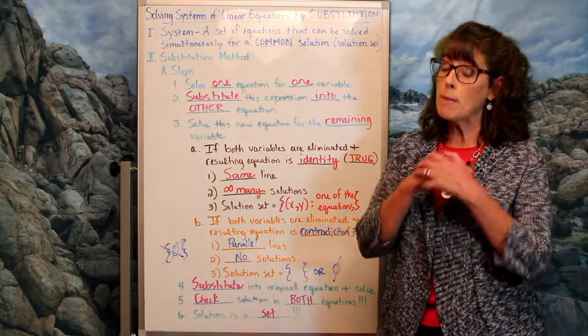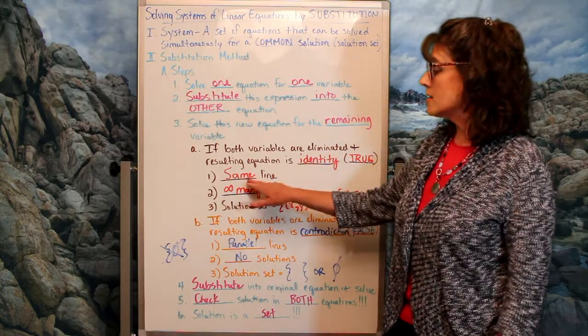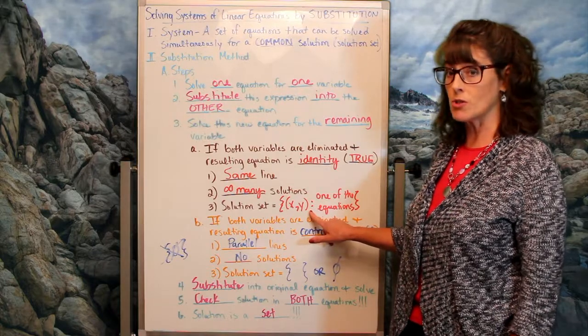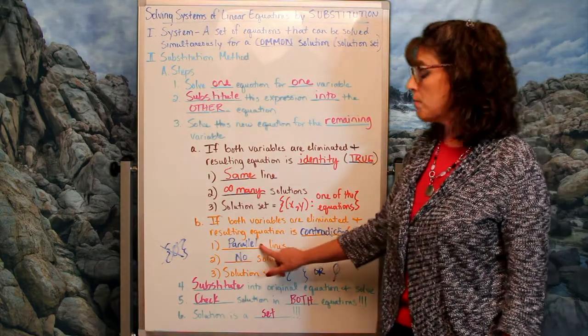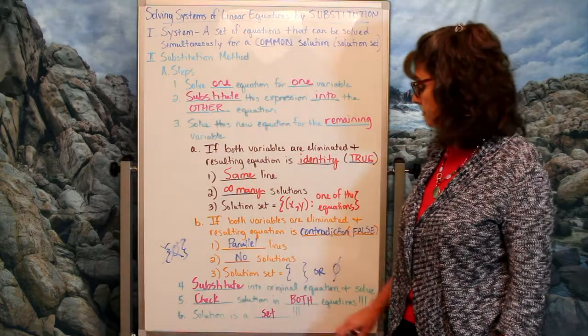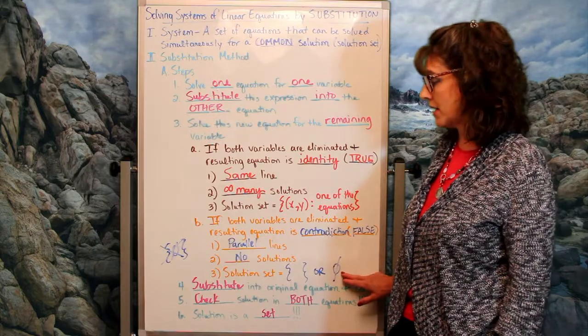And like I said, if you wipe out all the variables and you have a true statement, same line, here's how you express the solutions. But if you wipe out all the variables and you have a false statement, you have parallel lines. You don't have any solutions. So you either express it with your empty set like this or your empty set like this.